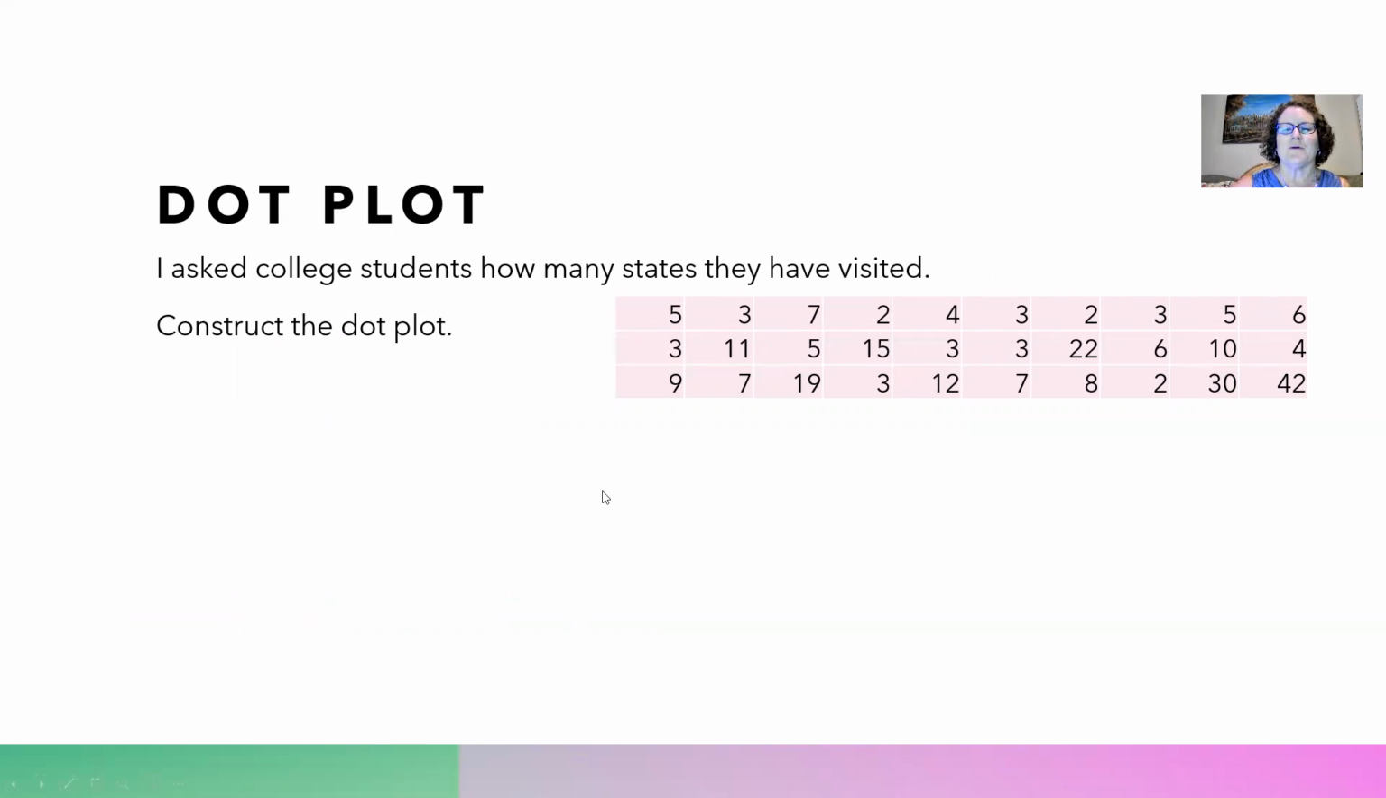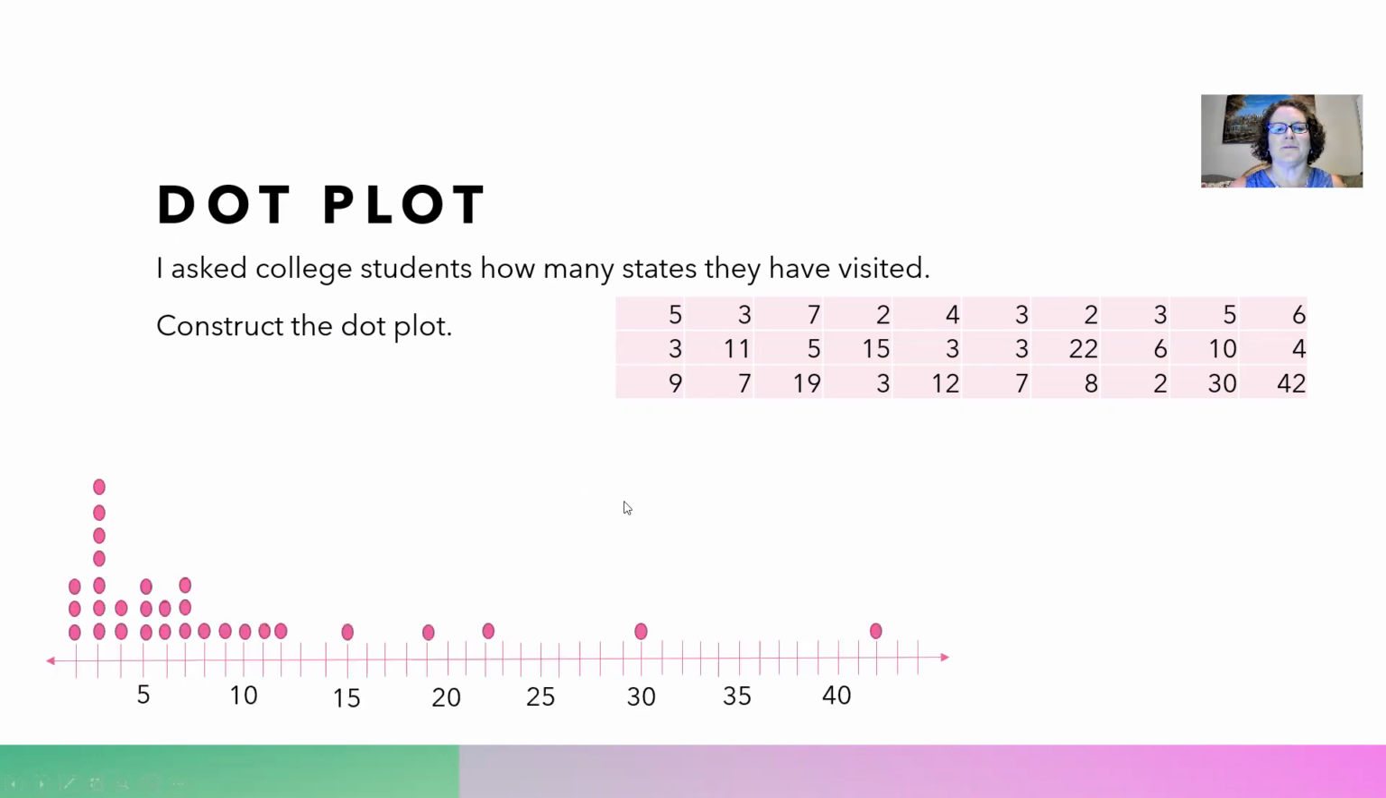All right, I'm going to suppose that you are coming back, and this is the dot plot I have. You can see our lowest piece of data is 2. Our highest piece of data is 42. The one that occurs the most is 3. Most of these students visited 3. The mode, the most frequently visited number, is 3. So hopefully you understand how to read a dot plot, how to construct a dot plot, as well as a stem and leaf. And I hope that answers any questions that you have.